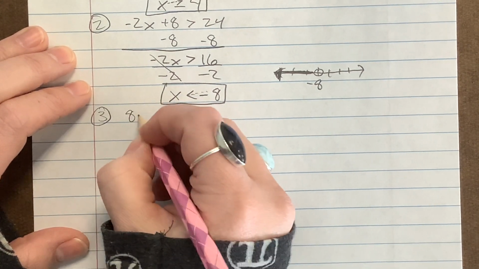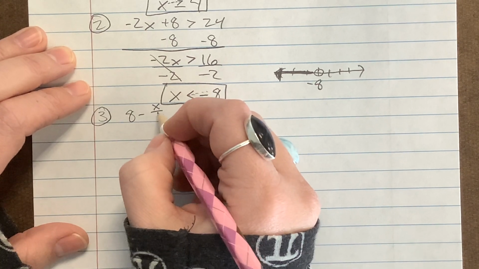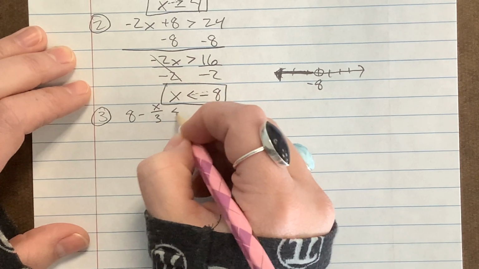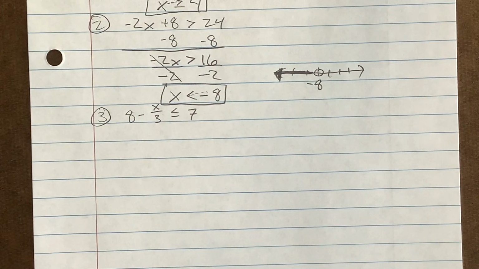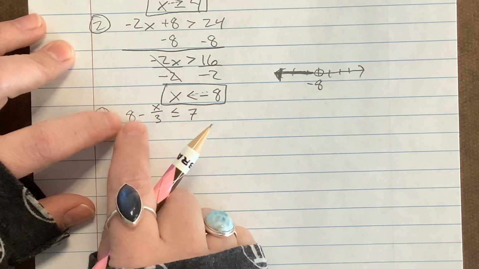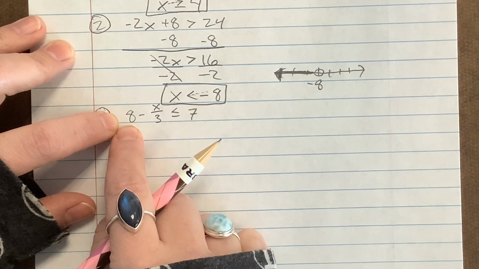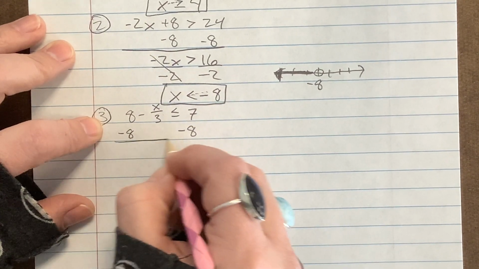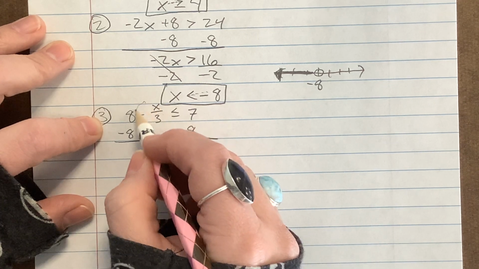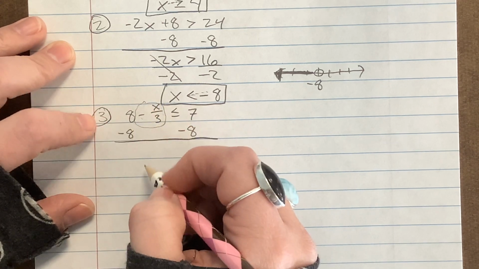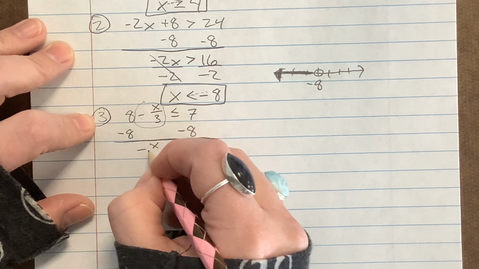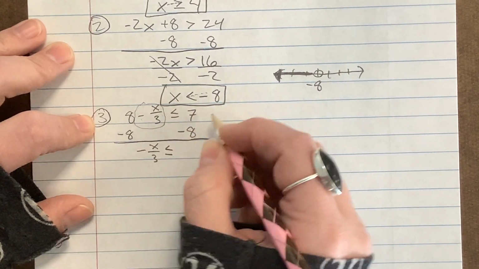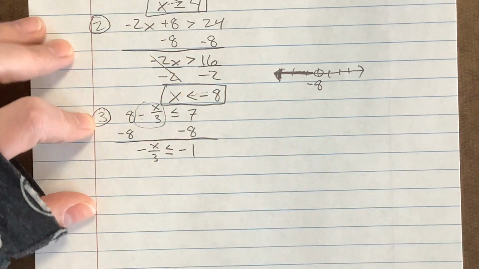All right, 8 minus x over 3 less than or equal to 7. Still, the first thing we want to do is get rid of the constant, the number that doesn't have a variable next to it. So right now we have a +8. To get rid of +8, we're going to subtract 8 from both sides. That turns into 0. Do not lose that. We still have negative x over 3 less than or equal to 7 minus 8, which is -1.